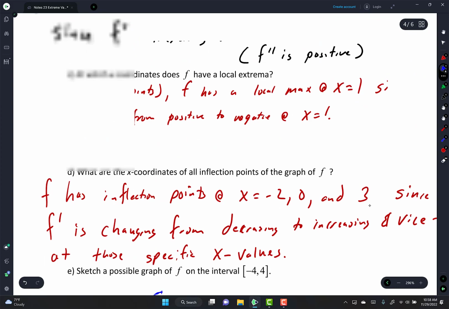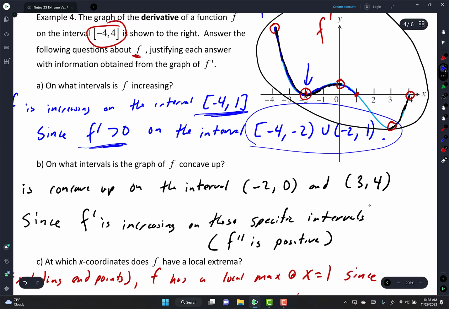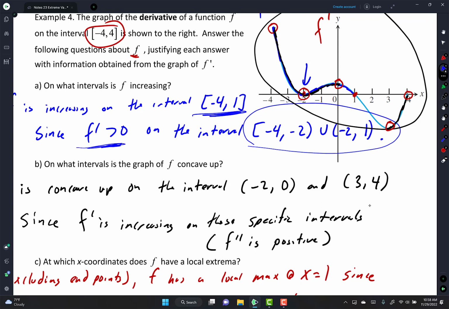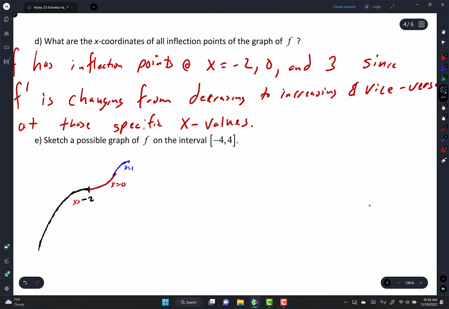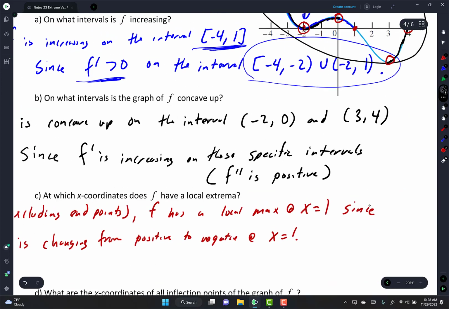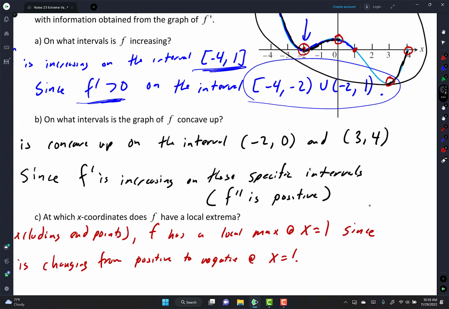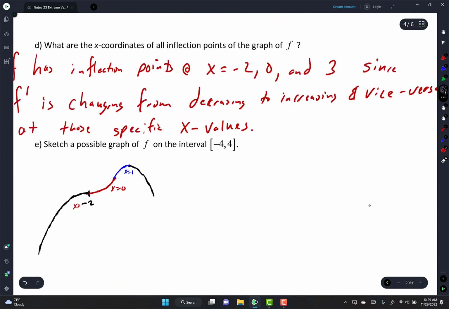And then let's see, between 1 and 3, f prime is negative, so that means f is decreasing, and f prime is decreasing, which means f is concave down. So decreasing, concave down. Bam. Looks good. And then right at 3, now f prime is increasing, so I'm concave up, but I'm still decreasing. So concave up, still decreasing.